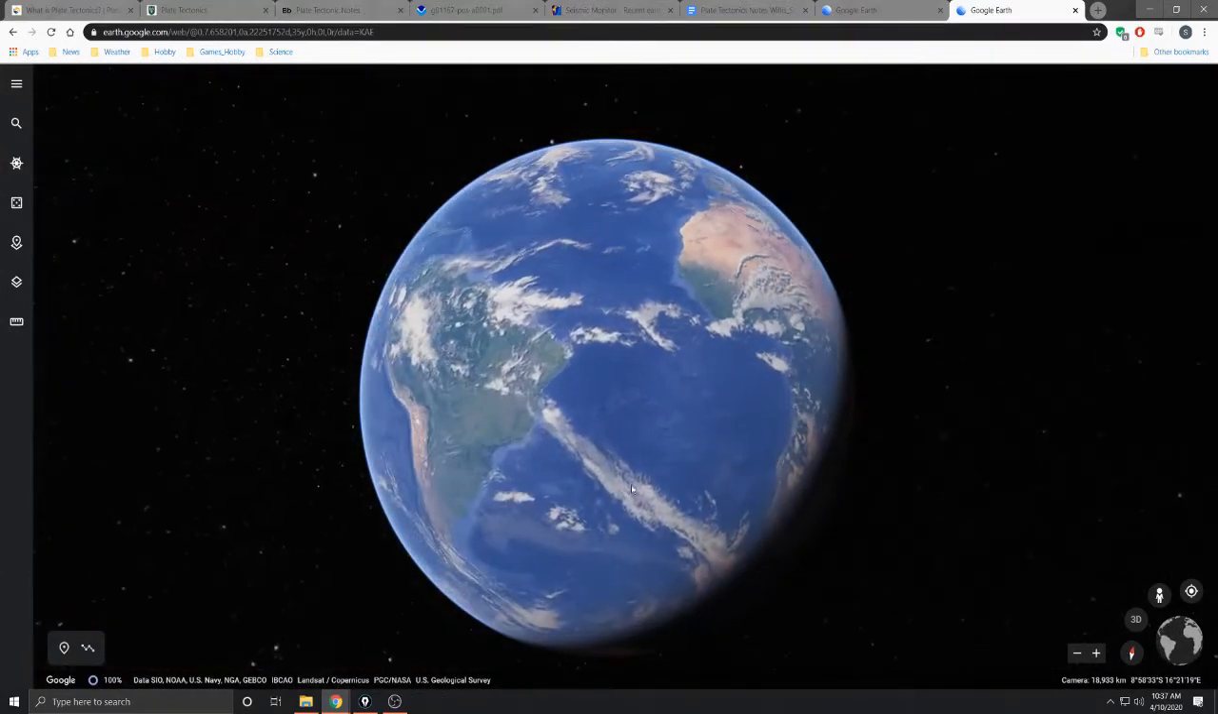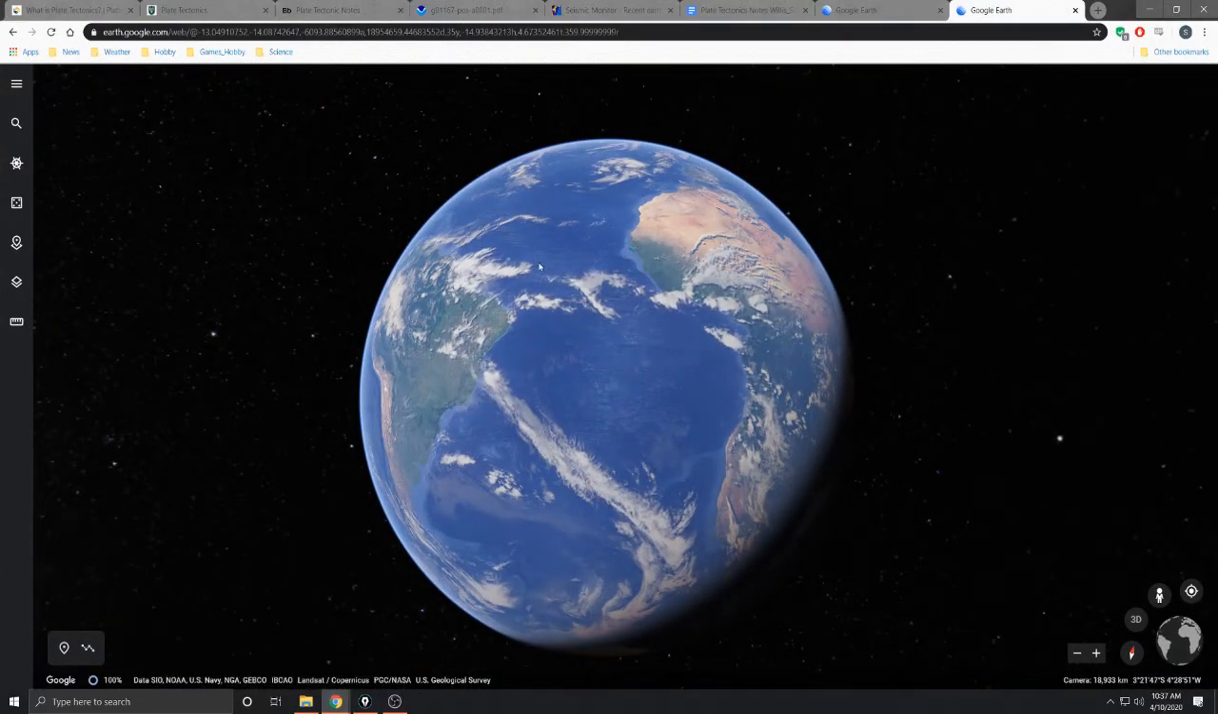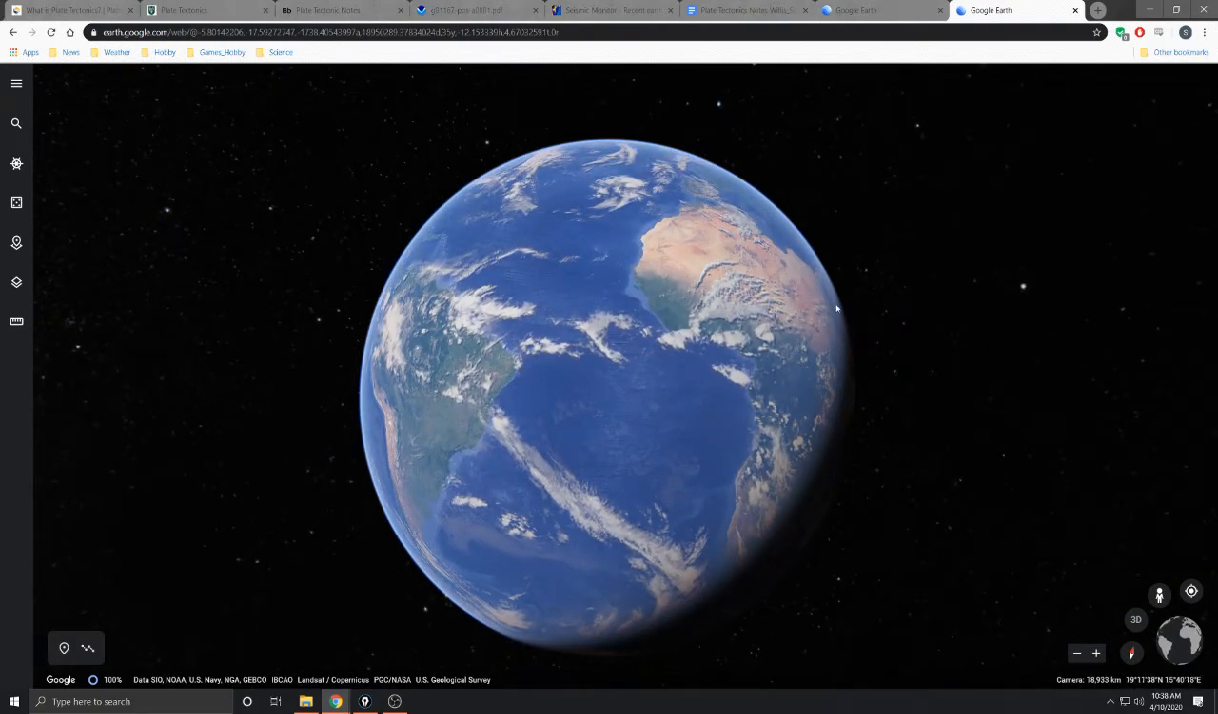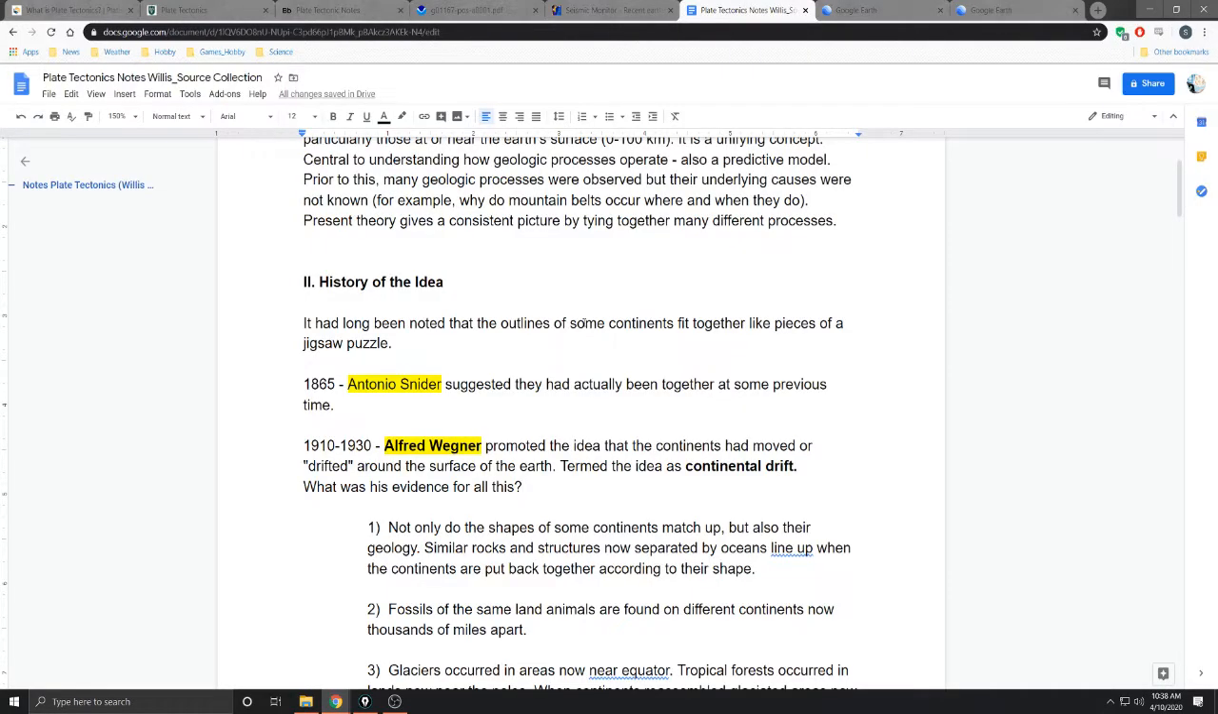All right, so if we take a look here, obviously you can see, I'm going to have to figure out how to get rid of the cloud cover. This is a little different than the version I have at school. But you can see where sub-Saharan Africa is, where Congo is here, the Congo River Valley, the Amazonian River Valley here. These two areas look a lot like they could connect. So Wegener is going to come up with this idea of what happened. He kind of coined this term Continental Drift.